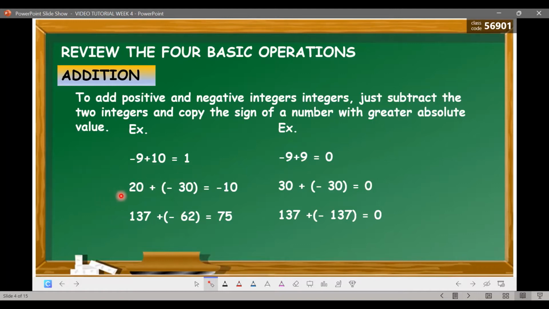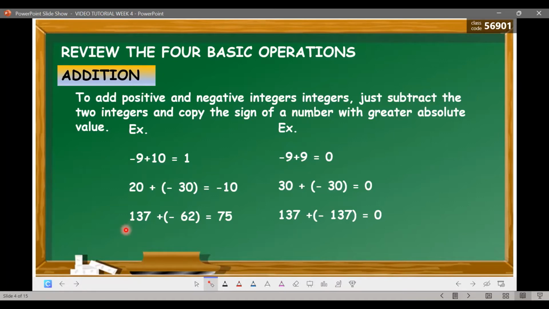Example number 2, 20 plus negative 30 is equal to negative 10. Okay, so subtract 20 from 30, so we have 10. Then the sign of the bigger number is negative. That's why we copy the negative sign. So we have negative 10.